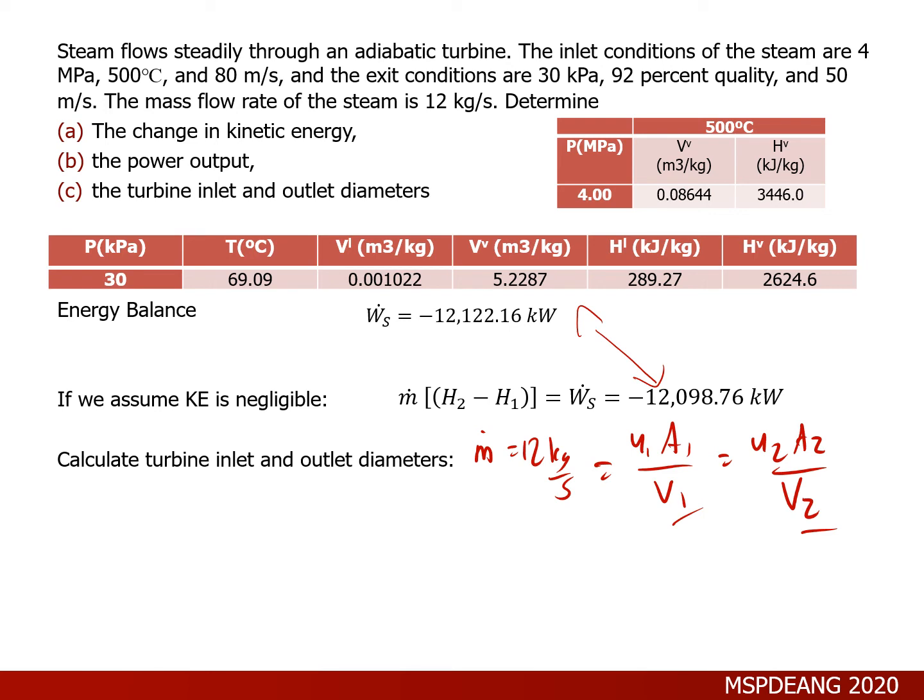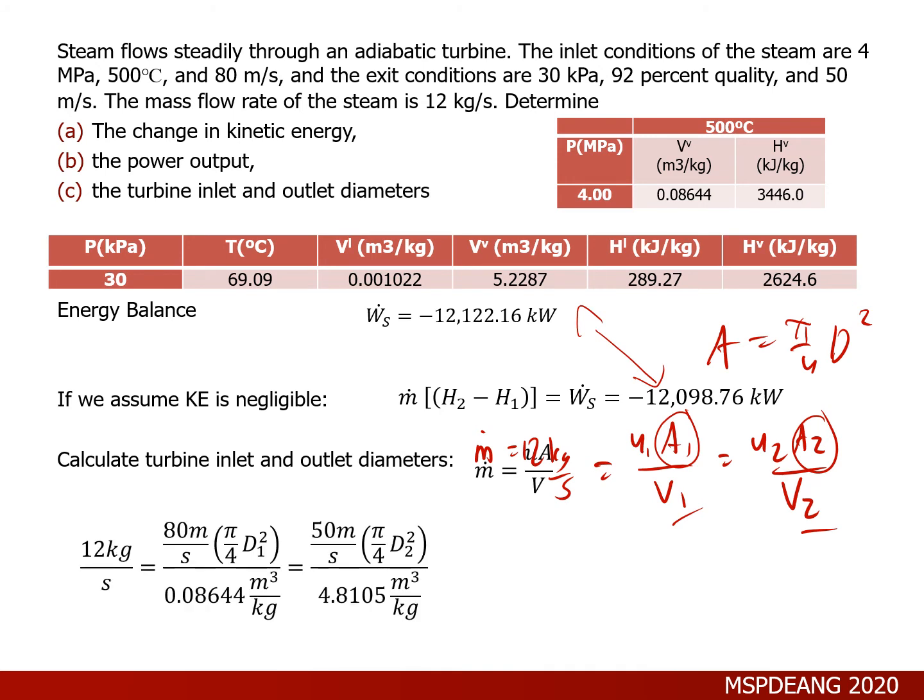Let's calculate individually A1 and A2, where A is pi over 4 d squared, assuming we have a circular cross-sectional area. So calculating this, 12 kilograms per second is equal to the following. And we can calculate D1 to be 0.128 meters, and D2 is 1.212 meters. So typically, the inlet of the turbine is much smaller compared to the outlet of your turbine. So sometimes they are also called expanders because the gas or steam will expand inside the turbine producing work.